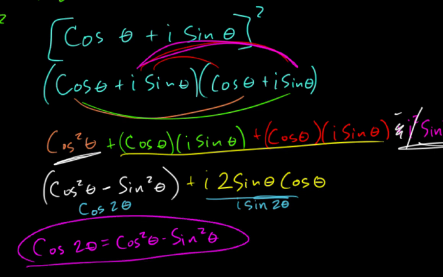So we're done with that one. And then this one, we don't really need to worry about the i's, so we're just going to say sine 2 theta equals 2 sine cosine.